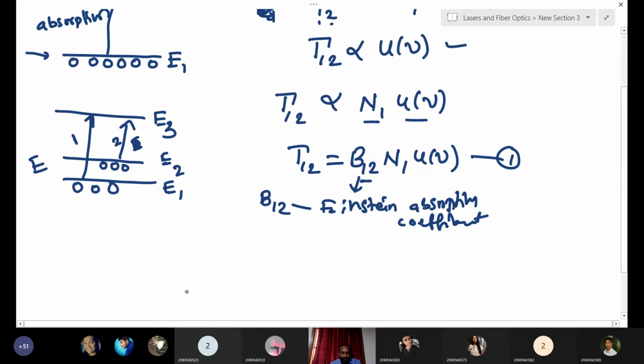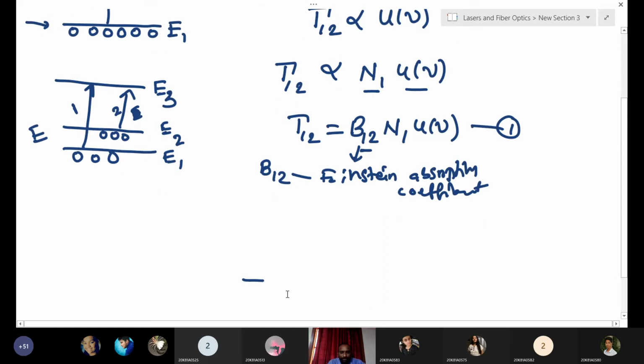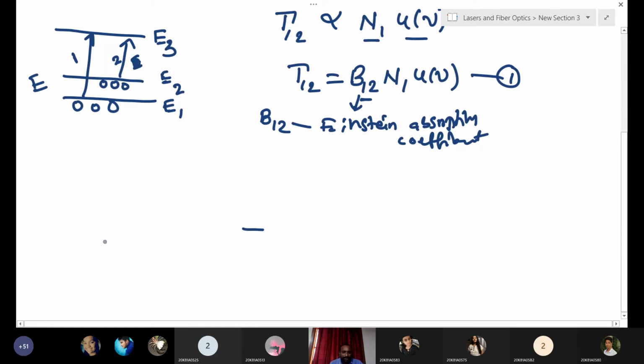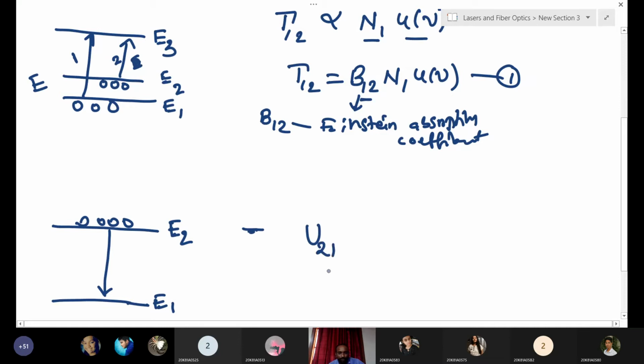In the emission process, we have two processes. One is spontaneous emission, another is stimulated emission. Once atoms make the transition to the excited level, E2 and E1 I am drawing again, because of the very short lifetime of the excited state, whatever atoms are in the excited state immediately come to the ground state. Here we are writing the spontaneous emission rate, U21.